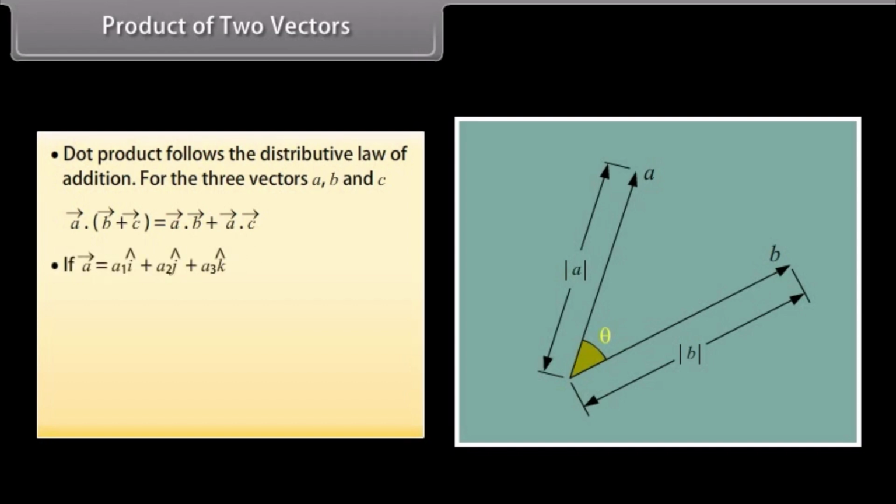If vector A is equal to A1 cap i plus A2 cap j plus A3 cap k, and vector B equals B1 cap i plus B2 cap j plus B3 cap k, then the dot product of vectors A and B equals A1 B1 plus A2 B2 plus A3 B3.